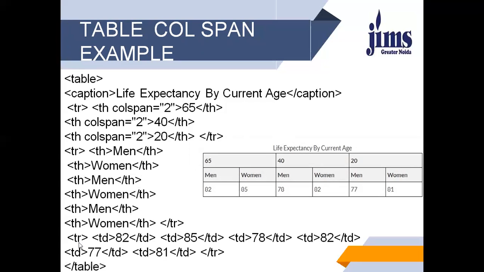You again start the TR tag, and then whatever content you want to write, you write with the help of the TD tag. Just remember the nesting of these. If the TR tag is open, it has to be closed, and within the starting and ending tag, whatever content you want to write should lie between them. So this is how we can span the columns.